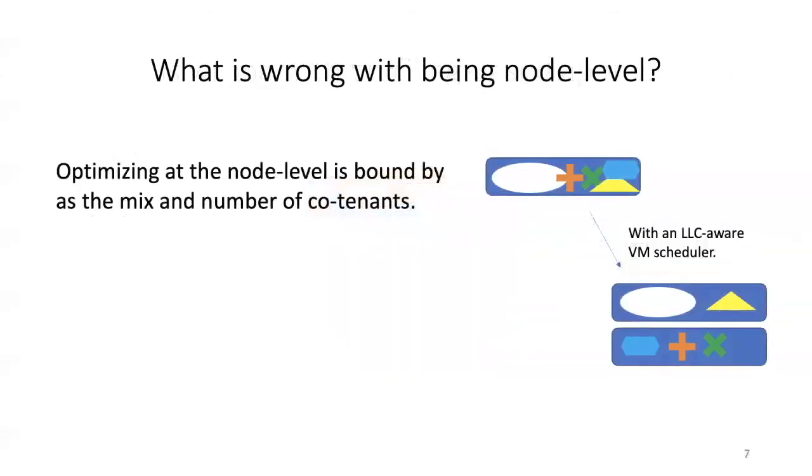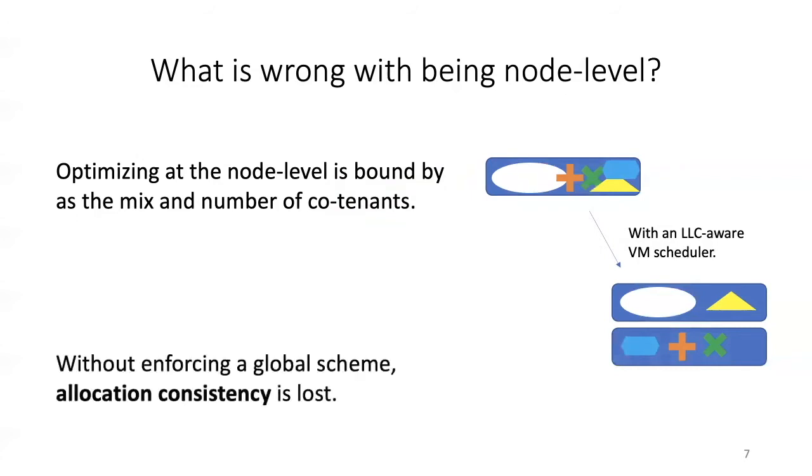The second problem that I mentioned is operating at the node level. When you're operating last level cache partitioning mechanisms at the node level, you are bound by the mix and number of co-tenants. It's much easier if the scheduler at the cluster level is aware of this and just simply doesn't co-locate those VMs or applications that have high demands. That way, the node level policy can also work much better.